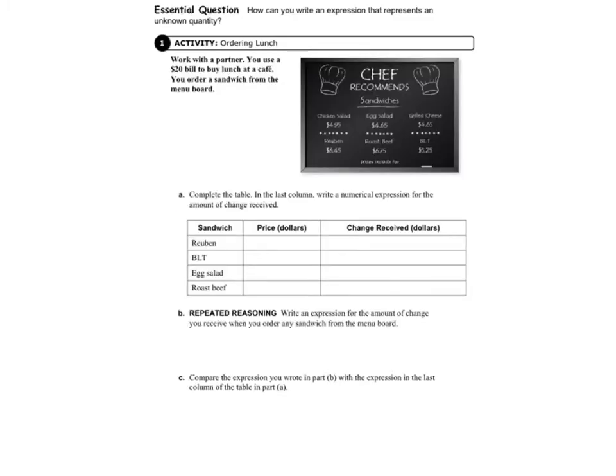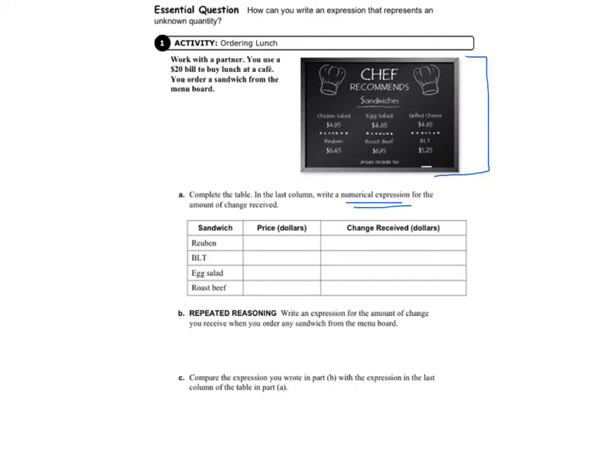Today we're starting on page 61 in your record and practice journal. Activity 1 has us ordering lunch. You use a $20 bill to buy lunch at a cafe. You order a sandwich from the menu board. So to the right is our menu board and all of our choices on there. It says complete the table. In the last column, write a numerical expression for the amount of change received.